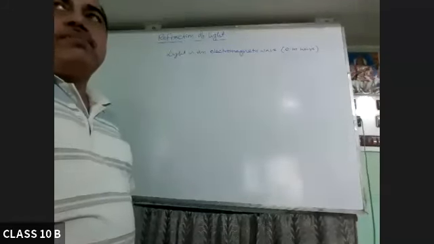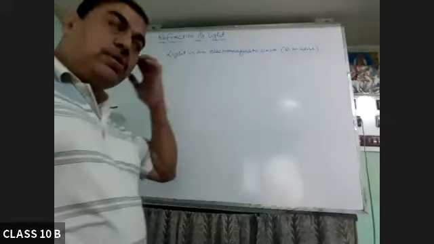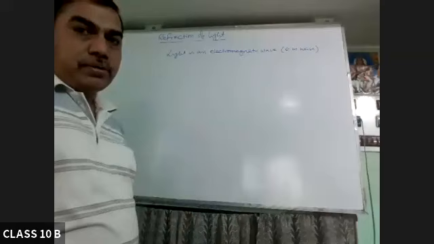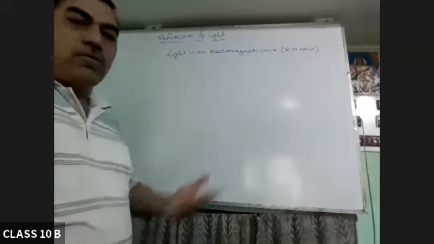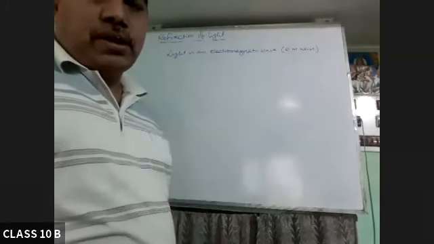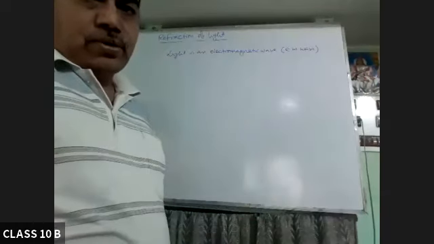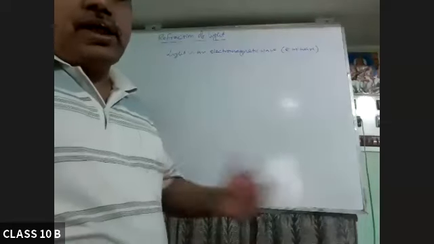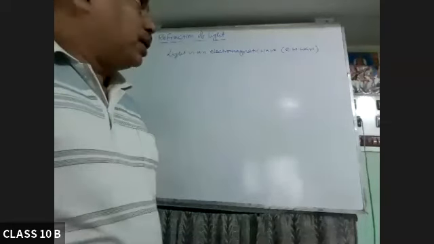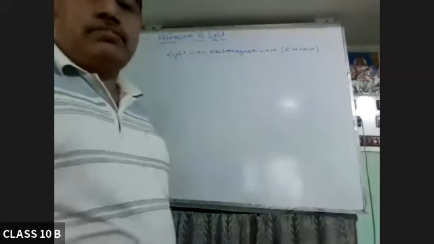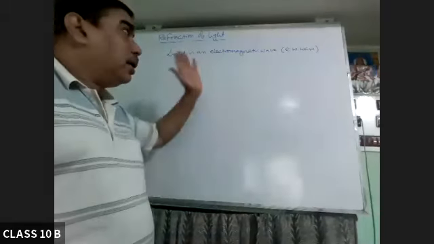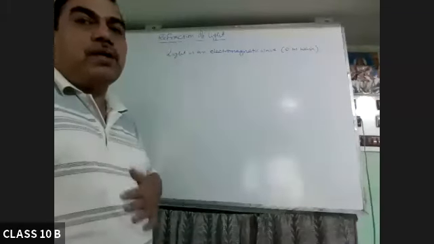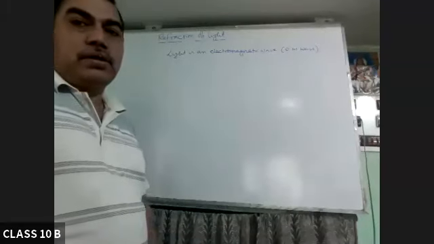Electromagnetic wave means it is produced due to the vibration of electric and magnetic field. Like sound is produced due to the vibration of any surface, but this is not like sound. Vibration means continuous variation. So there is continuous or periodic change in electric field as well as magnetic field. Then only this electromagnetic wave is originated.